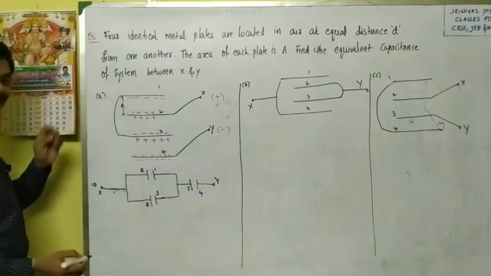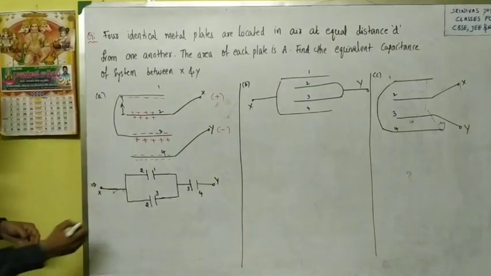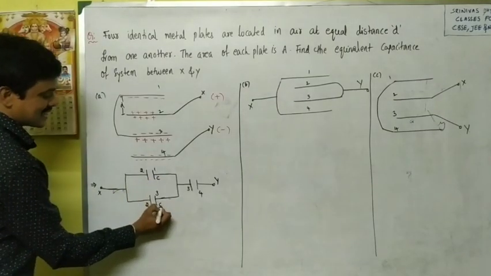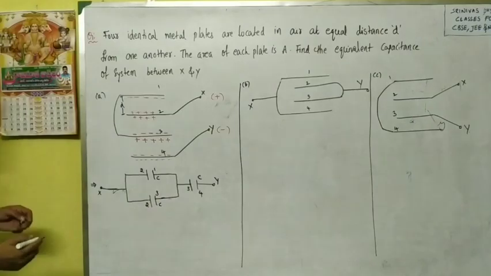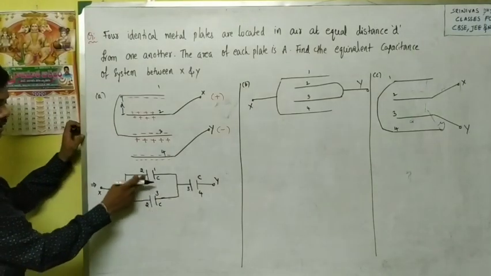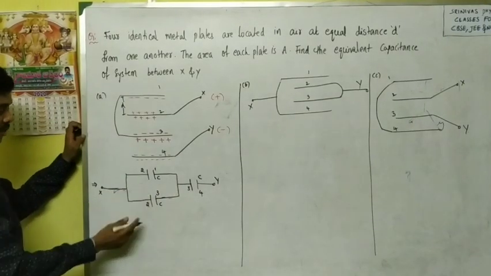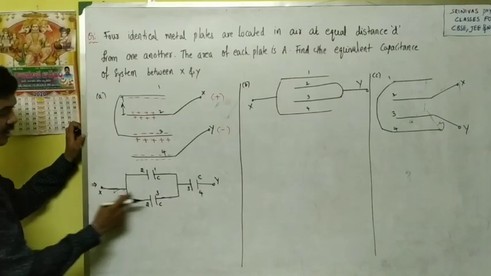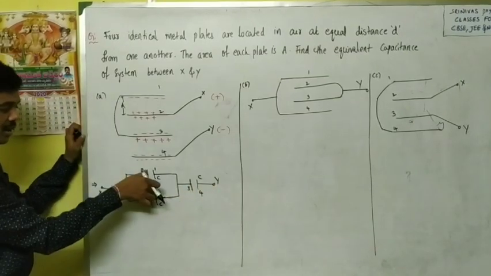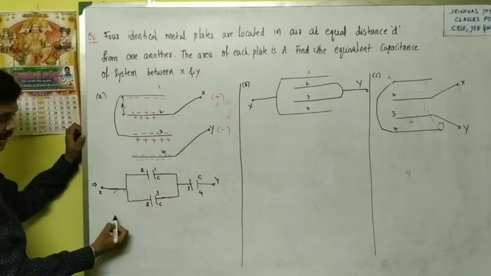Okay, completed. Three capacitors are there, identical, because the separation is the same and the plate area is the same. And these two are in parallel. In parallel, what we have to do? We have to find the effective capacitance between X and Y. These two are in parallel, so we have to add them, right?